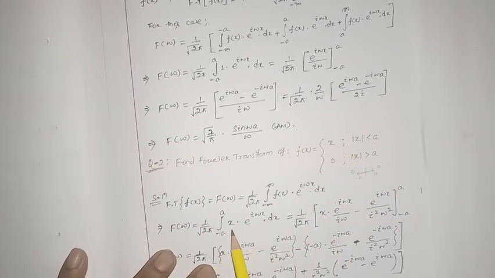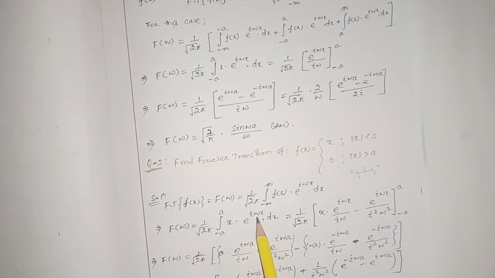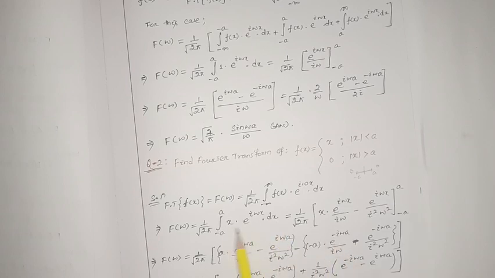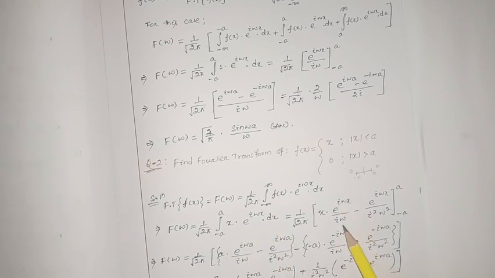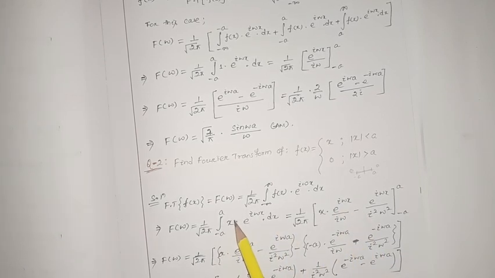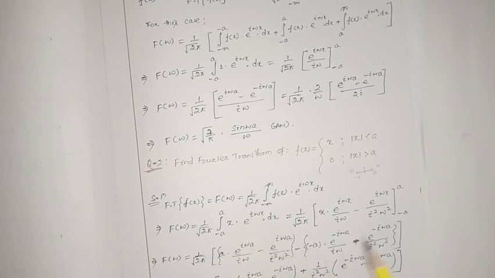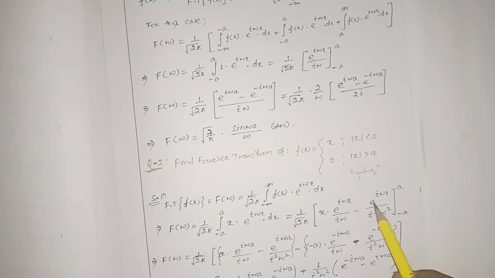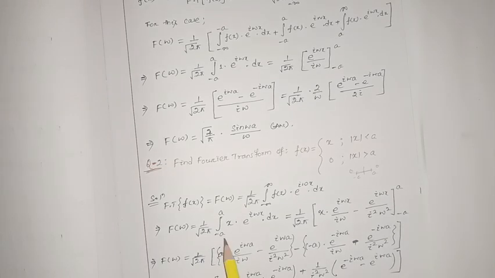So here I substituted x into e to the i omega x dx, and here we are going to consider integration by parts. This is your first function, this is your second function. The first function is written as such, and the integration of the second function is e to the i omega x by i omega. Then the derivative of the first function, and double integration of the second. The derivative of x with respect to x is 1, and the double integration of e to the i omega x will be e to the i omega x by i omega whole square, or i square omega square, and the limit will be minus a to a.